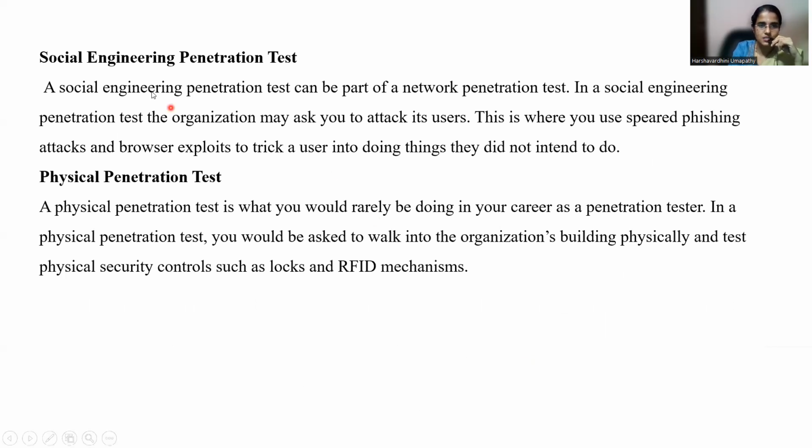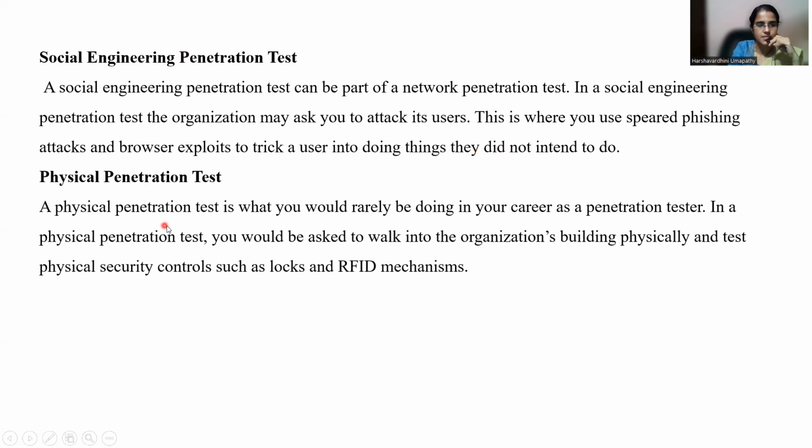Then next is the social engineering penetration test. Social engineering penetration testing can be a part of network penetration testing, and it is also mainly used in browser exploitation. To avoid browser exploitation from malicious attackers, we can go for social engineering penetration testing.